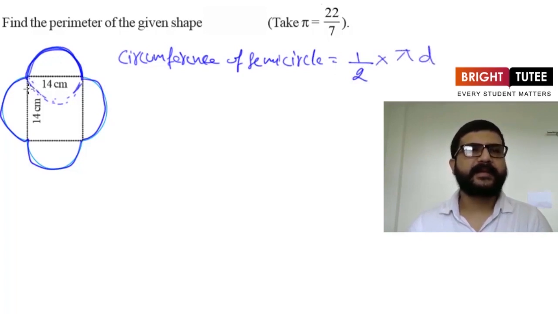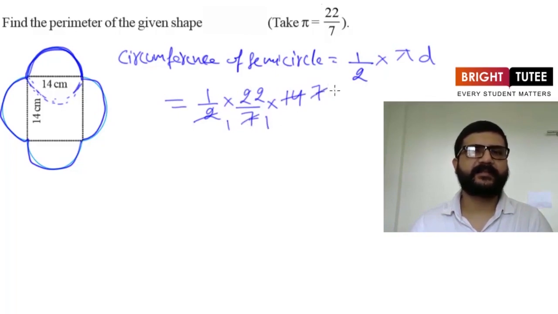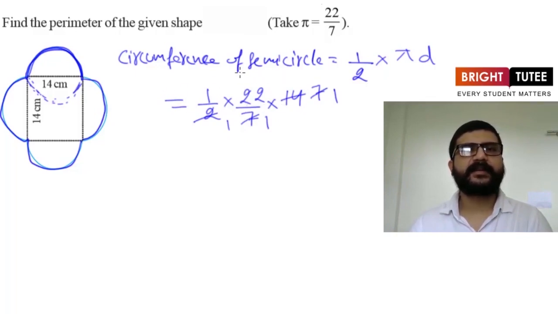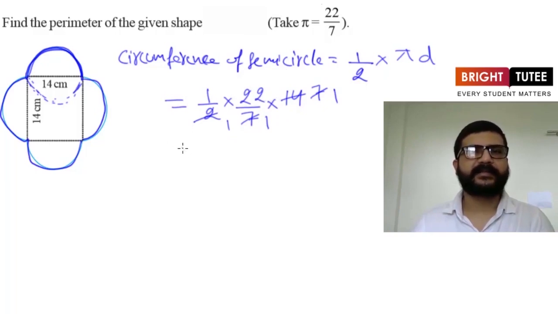Now here, for every semicircle, the diameter is given as 14 centimeters. So therefore, the circumference will be equal to half into 22 upon 7 into 14, because 14 centimeters is the diameter. So it is half into pi into d. Now we can simplify this. 2 ones are 2, 2 sevens are 14. Now 7 ones are 7, and here also 7 ones are 7. So we are getting the circumference of each semicircle as 22 centimeters.